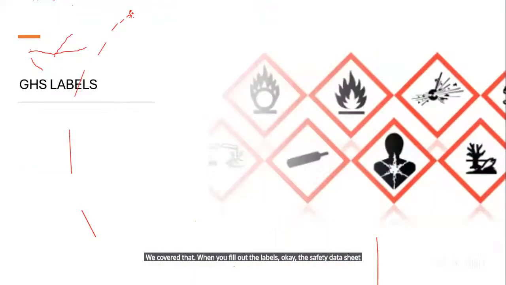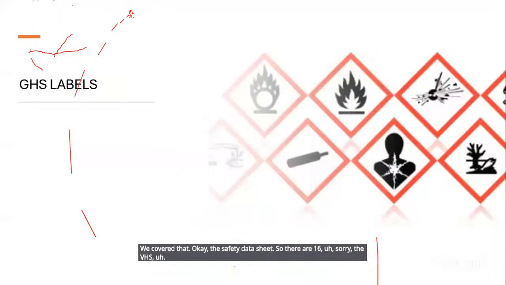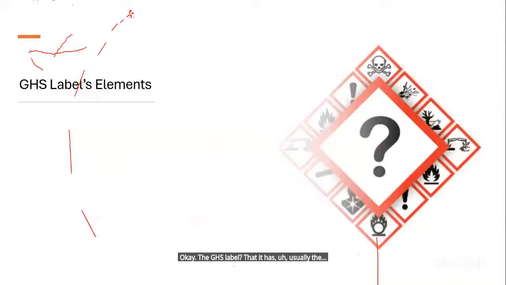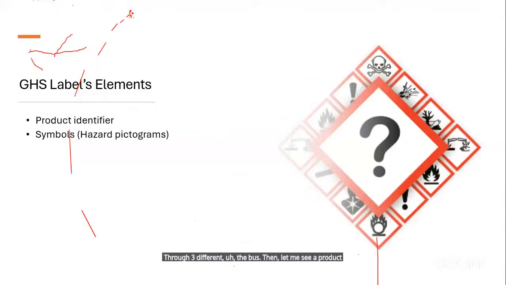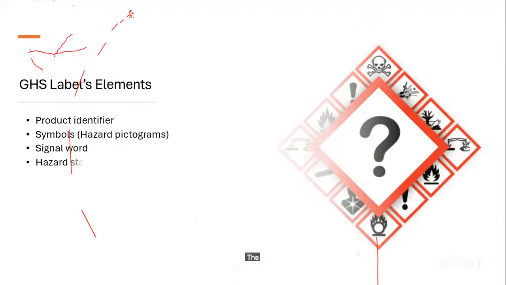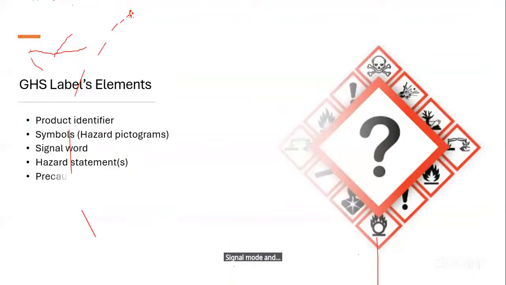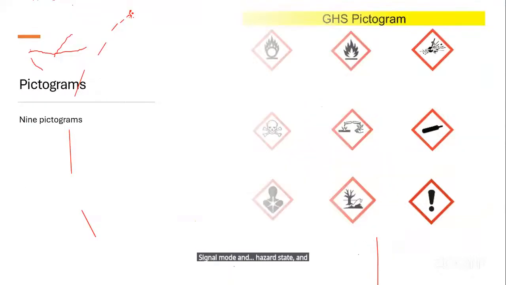Sorry, the GHS label. It usually has three different parts: the elements, the product identifier, which is the name of the chemical, the symbols or pictograms, there are 9 different types of pictogram, the signal word and hazard statement, and the precautionary statement. And we can see an example.